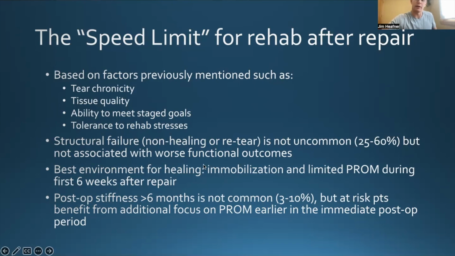The best environment for healing is immobilization and limited passive range of motion during the first 6 weeks. What I typically say is in the first 6 weeks, we need to do passive range of motion to the point of pain. And at 6 weeks and on, that's where we get into active assisted range of motion, and then at 8 weeks, active range of motion.